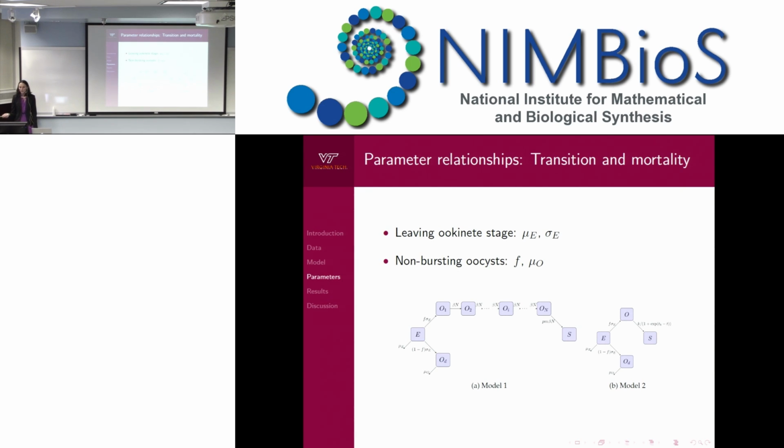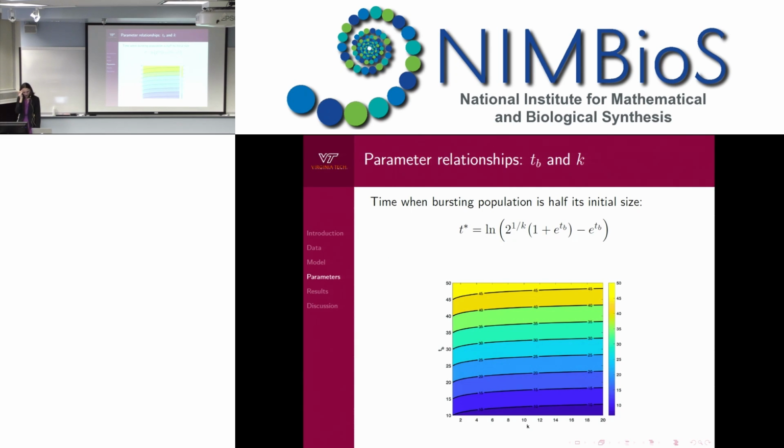We also have a more complicated parameter relationship between our 2 parameters within our bursting function. Remember, K is the numerator in that bursting function. That's going to give us the maximal bursting rate, and TB is going to tell you when that bursting function really changes its concavity.